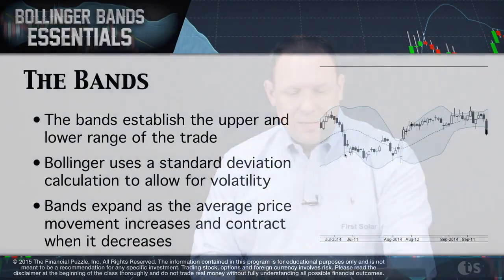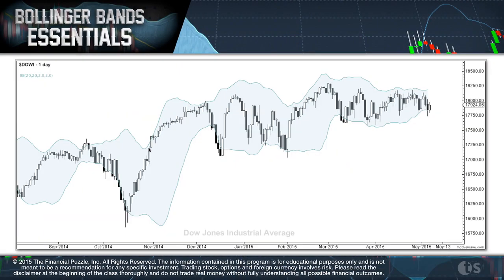And so another way of saying that, if there's a lot of price movement, then the bands are expanding, and if there's not a lot of price movement, the bands are contracting. And of course, you'll see that on the chart here. Take a look. Notice on this Dow chart, there's not a lot of price movement in here, and the bands are contracting. You see, there's not a whole lot of movement there.